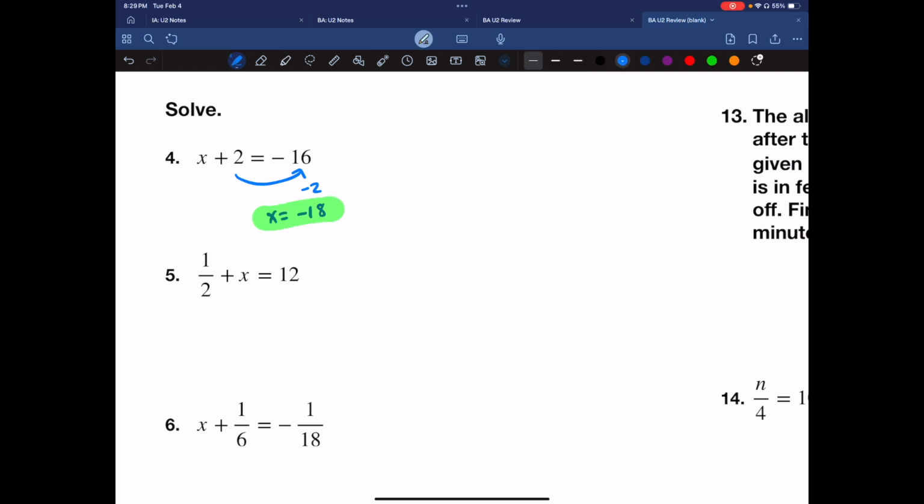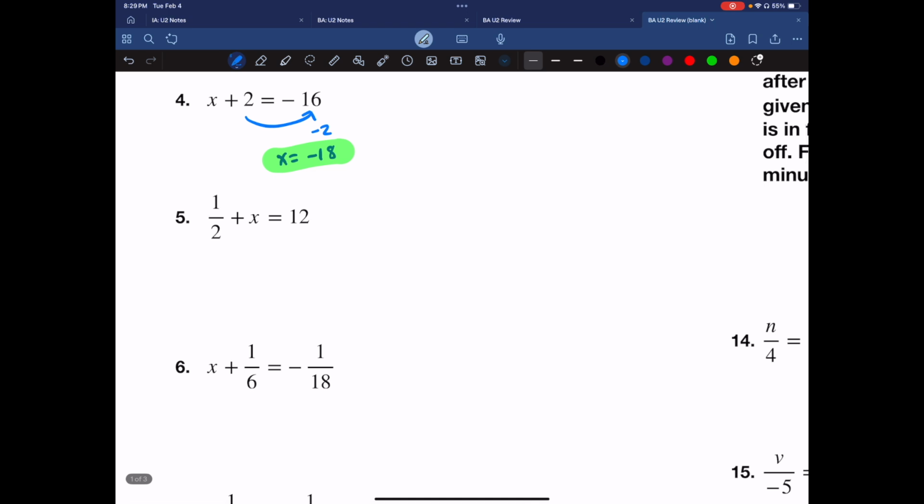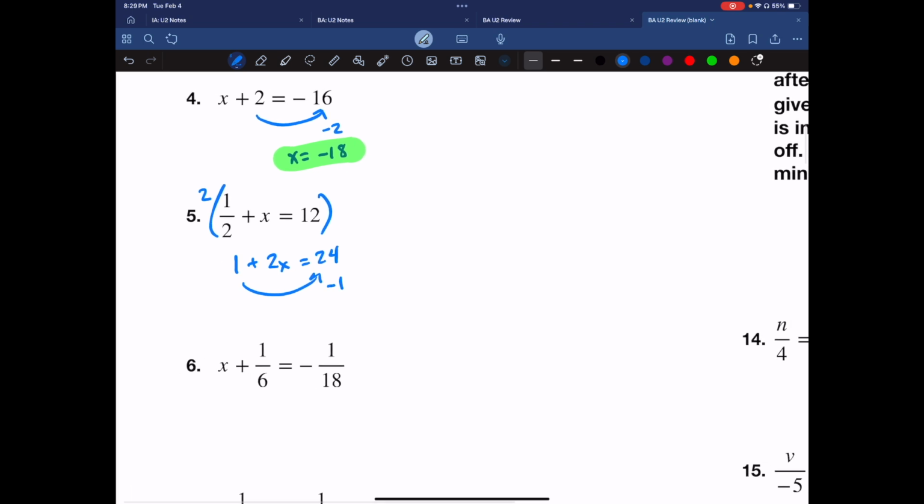On number five, we can do this thing called fraction busting. So instead of trying to find a common denominator, we take what would have been the common denominator and multiply the whole thing, each term. So 2 times a half. So what's half of 2? 1. And then 2 times x is 2x. 2 times 12 is 24. Then you can work it simply without fractions. So I'm going to take the 1, move it across. Because the 1 is positive on this side, to move it across, I got to subtract. So it's going to be 2x equals 23. I divide, x equals 23 over 2.